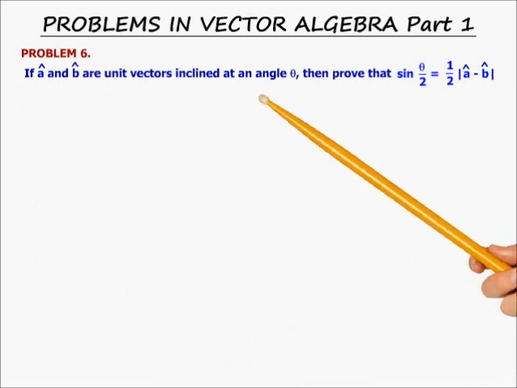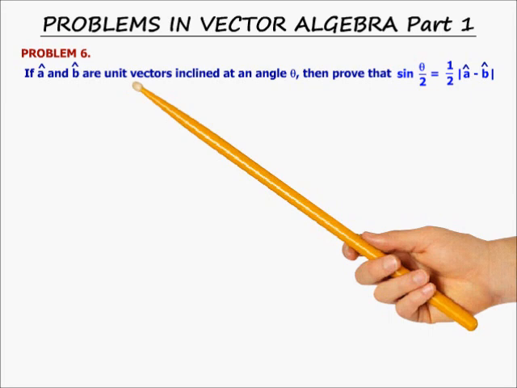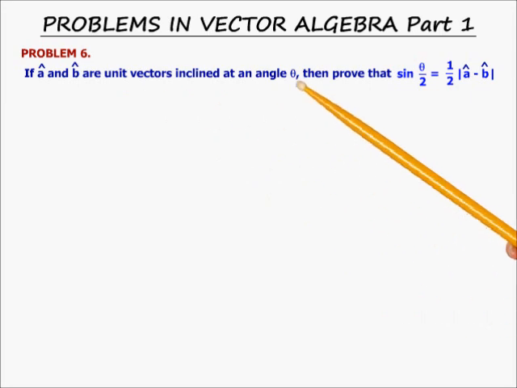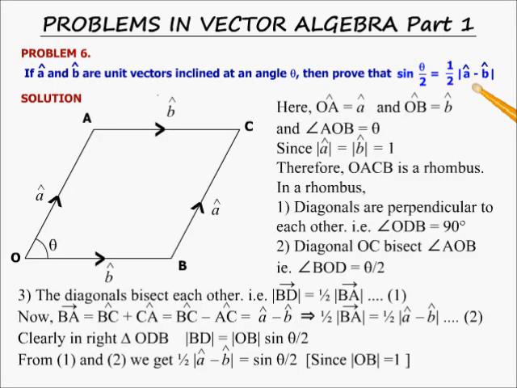Now let's come to the next problem. Here, two vectors are given, A and B, both are unit vectors, and they are inclined at an angle theta. We have to prove that sine theta by 2 equals half into magnitude of vector A minus vector B. Now let's draw the diagram like this. Here, OA and OB are unit vectors inclined at an angle theta.